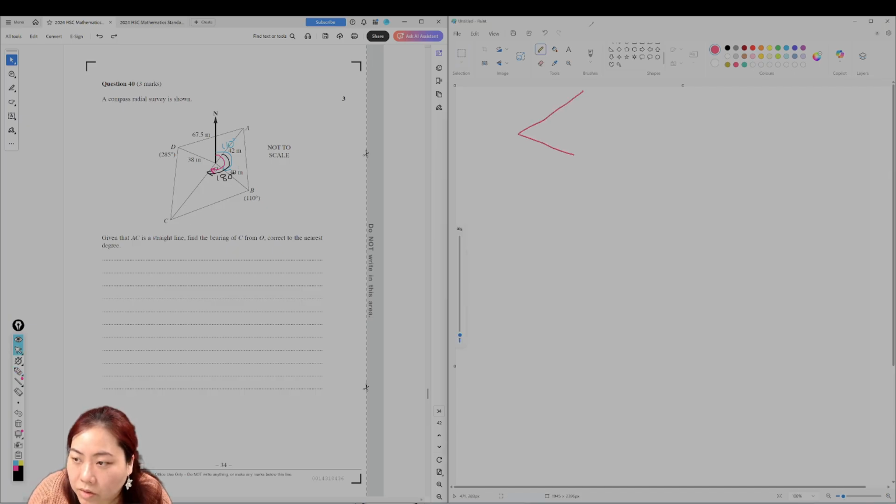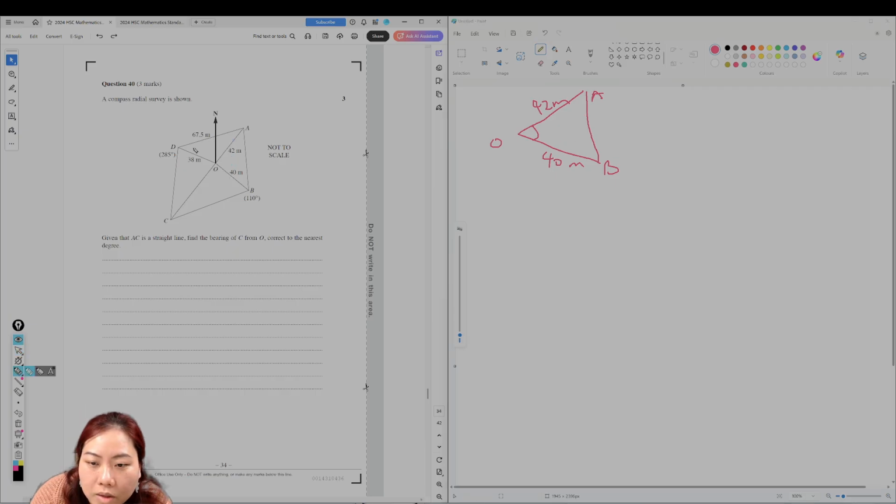Okay, I'm going to redraw the triangle ABO. I want this angle here. This is 42 meters. This is 40 meters. And I want that angle. How do I get it? The only triangle that has full sides values is ADO. And that way I can find this angle here. Maybe that will give us a start. Let's find out.